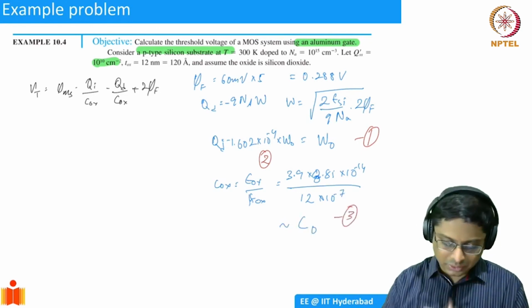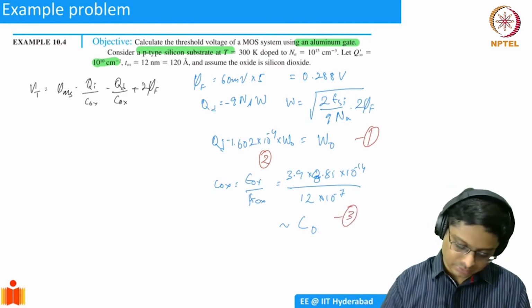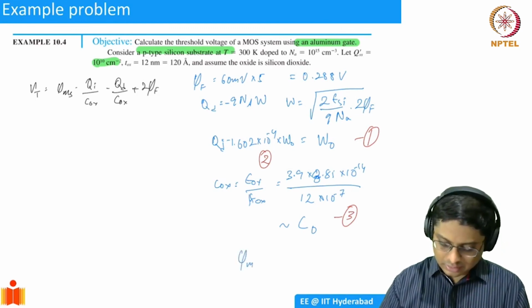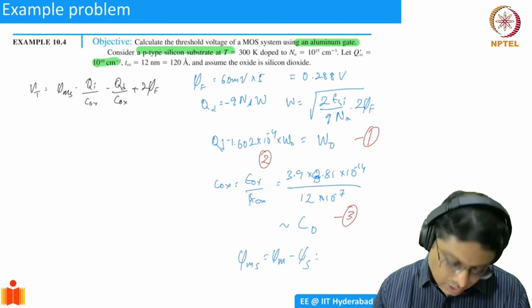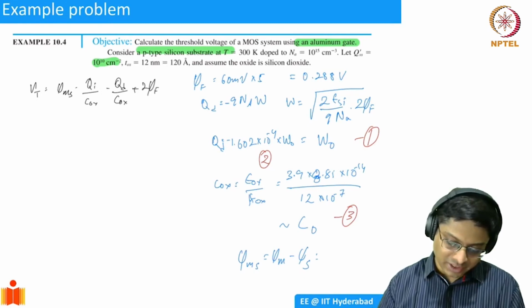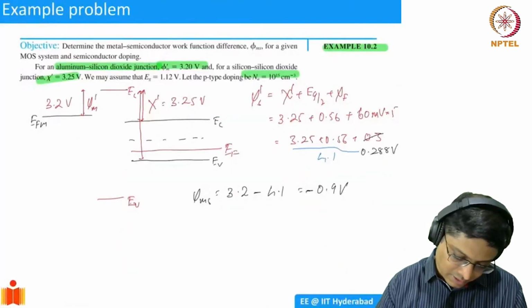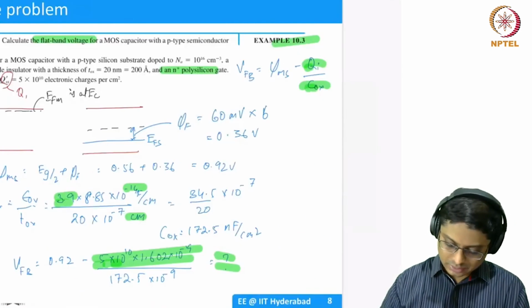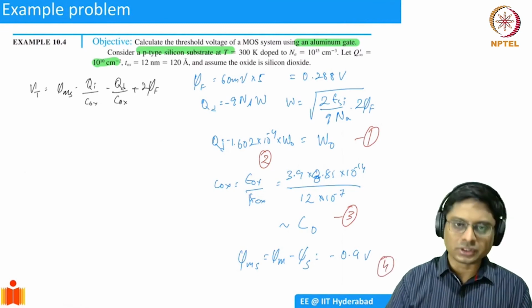Once you know this, what else do we require? We require to know what is phi ms. Phi ms is phi m minus phi s. This is aluminum gate and p-type substrate. We did this already. I think this was the case of aluminum and p-type doping with 10 power 15. So it was minus 0.9 volt. This is the fourth step. You finished. So put 1, 2, 3, 4 into the main equation.